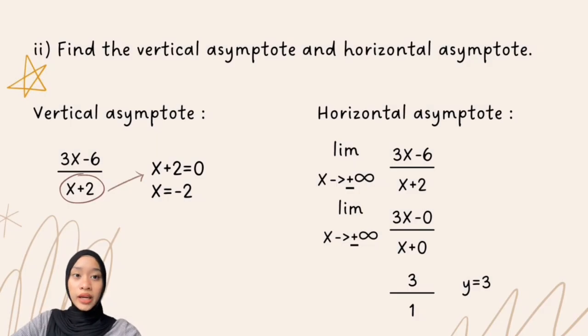Hi, Assalamualaikum. My name is Siti Nuran-nisa binti Nadzri, and I will explain question 2: how to find the vertical asymptote and horizontal asymptote. To find the vertical asymptote, we need to let x plus 2 equal 0. So the answer is x equal to negative 2. To find the horizontal asymptote, we need to take the limit as x goes to positive infinity. We use the power rule to solve this, and the answer is y equal to 3.